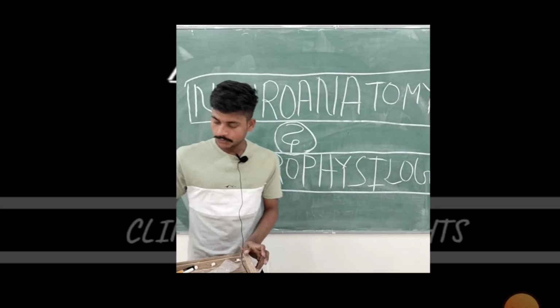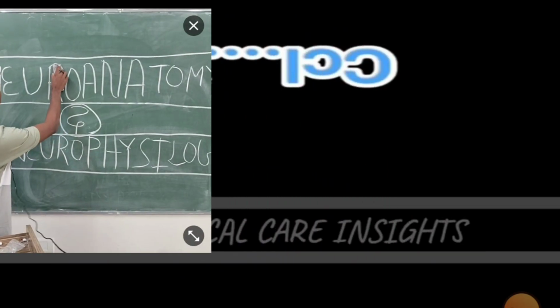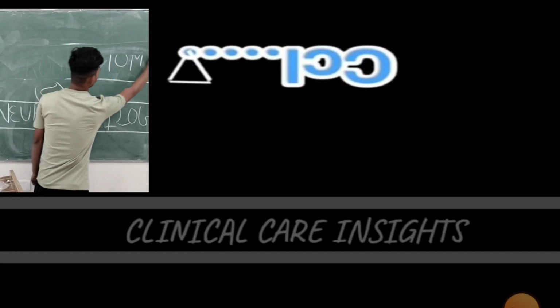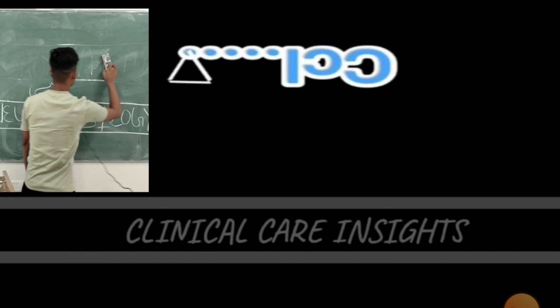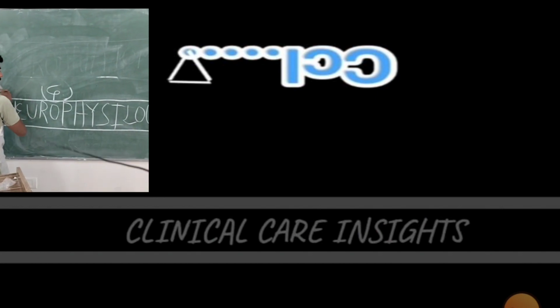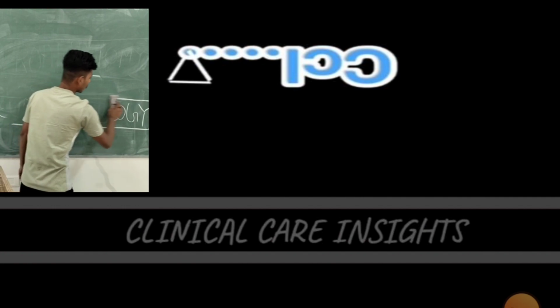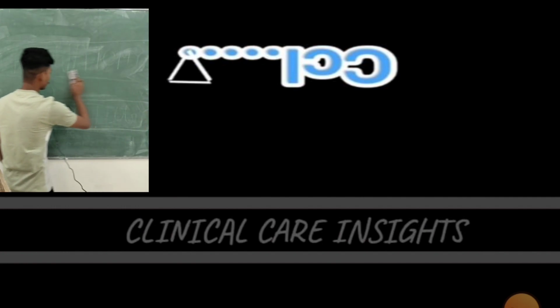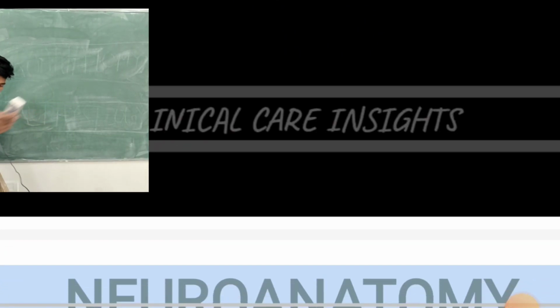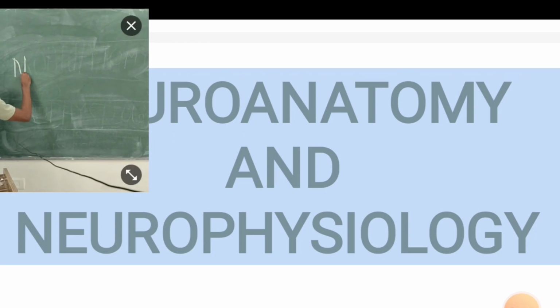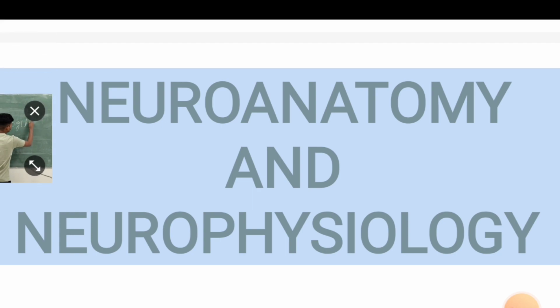As you know, the nervous system works mainly with the help of the neurons, but apart from the neurons there are other cells which help the neurons to make the nervous system function in a synchronized fashion, or we can say in a proper manner. So today our topic is neuroglial cells.